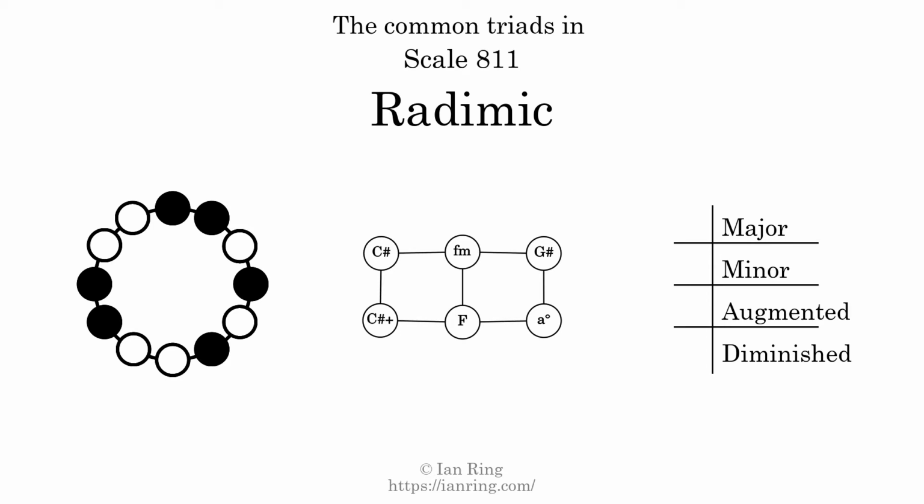The diagram in the center is a graph of parsimonious voice leading between triads. There are 3 major triads. There is one minor triad. There is one augmented triad. There is one diminished triad. Here is a Hamiltonian path of parsimonious voice leading that uses all the triads.